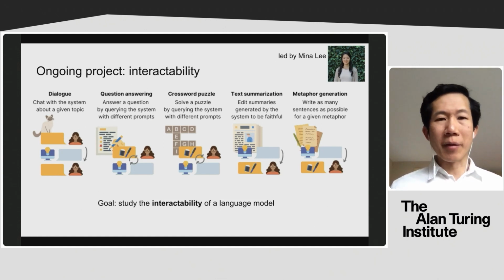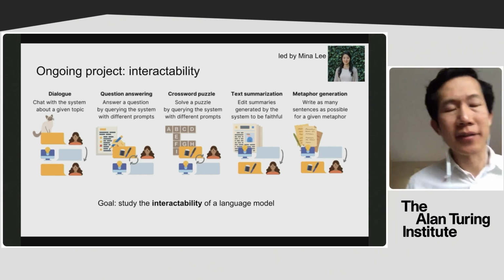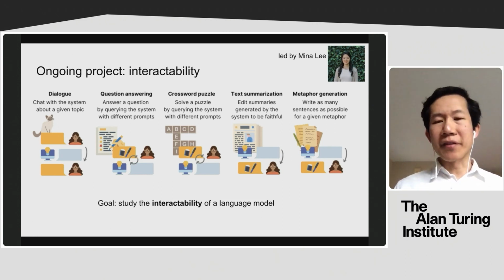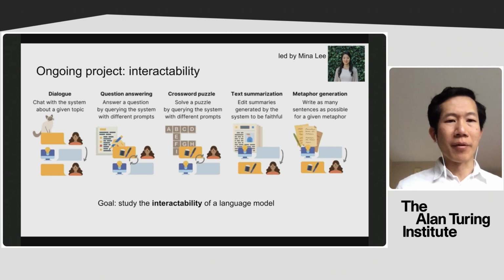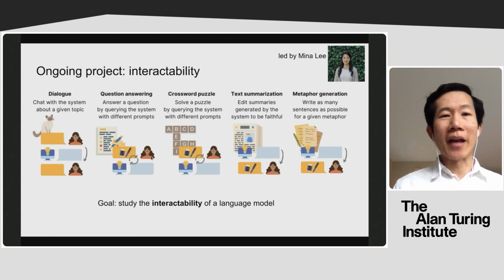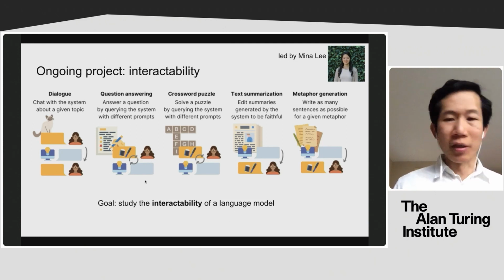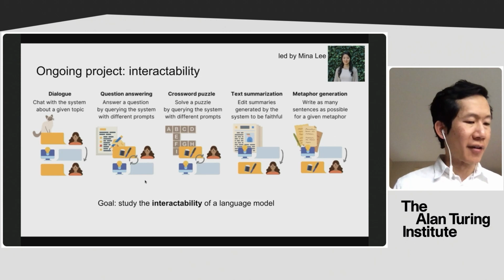So this is a paper that we just put out that looks at 5 different tasks and does human in the loop studies. For example, whether a human using a bot can answer questions better. And I won't have time to go into this, but feel free to ask me questions.